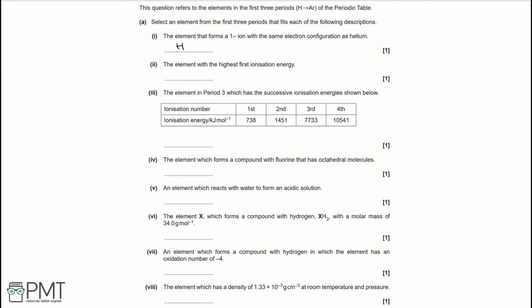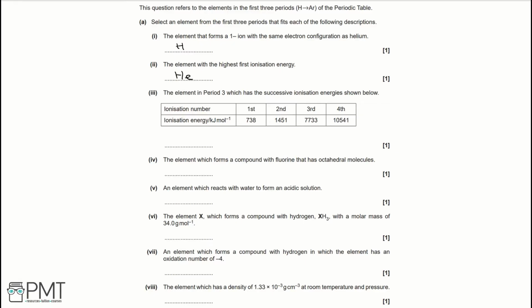Part 2. The element with the highest first ionization energy. First ionization energy increases diagonally from the bottom left to the top right of the periodic table. Therefore, the element with the highest first ionization energy would be in the top right of the periodic table, and that element is helium. So to get the mark for part 2, you need to write helium.